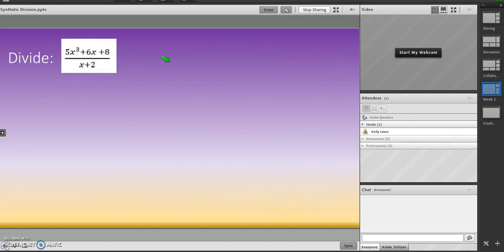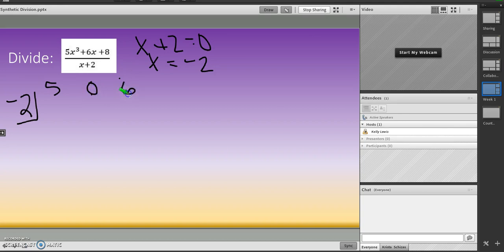Okay, let's do him. So x plus 2 equals 0. We're going to subtract 2 on both sides, and so I get x equals -2. So I'm going to do -2, and then 5. So it goes x cubed, but there's no x squared, so I need to put a 0. So it goes 3, 2, 1, blast off. So this is x cubed, x squared, plain x, and then the constant. You have to put a placeholder if there's a missing step.